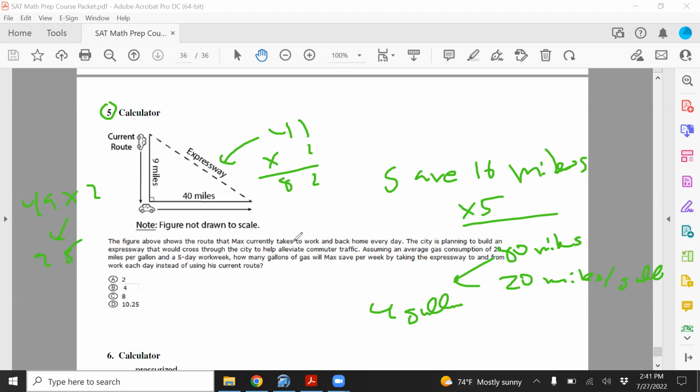So hold on a sec. Wait, now why am I confused? Oh, you saved 4 gallons. Sorry. Yeah, duh. That's the answer. There you go. Sorry, my apologies. I totally spaced out there. So yeah, if you save 8 miles, you save 4 gallons.